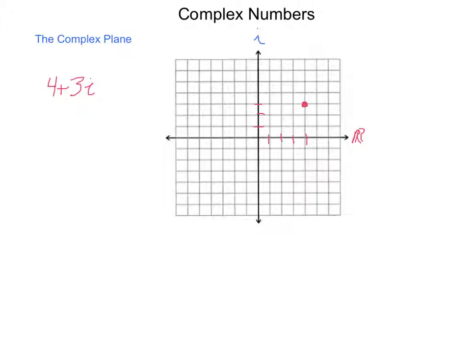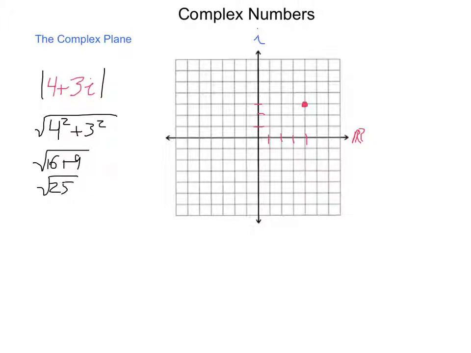Now you might be asked what the absolute value of that is. It's simply asking for a distance formula from the origin. So distance formula, we had a change of 4 in our real axis, and we square that. We had a change of 3 in our imaginary axis. We square that, we add them together and take the square root. So square root of 16 plus 9, which is the square root of 25, which equals 5.